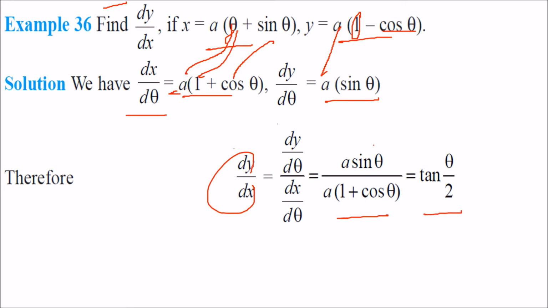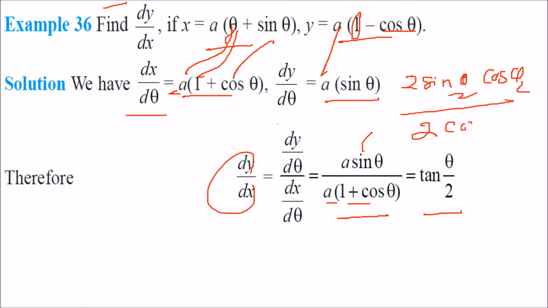But how has this come? This sin theta can be written as 2 sin theta by 2 cos theta by 2. And this 1 plus cos theta can be written as 2 cos square theta by 2. This cancels. Sin by cos theta by 2 is tan theta by 2.